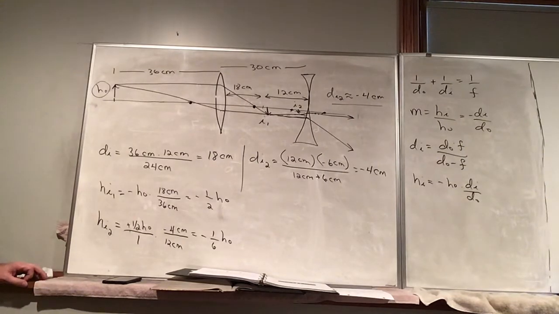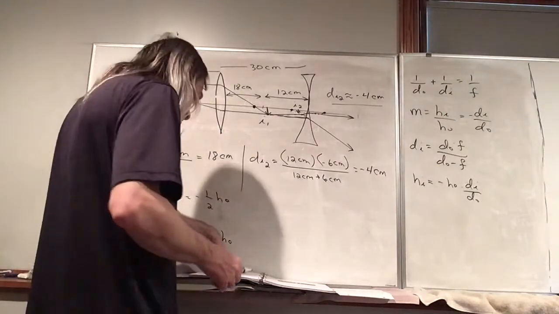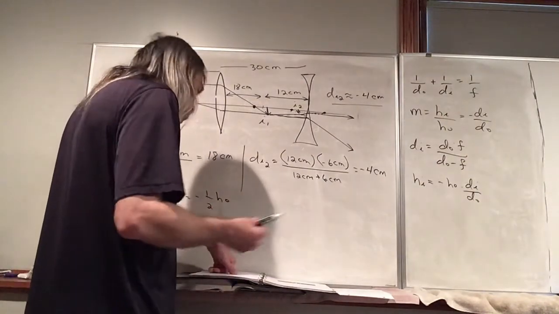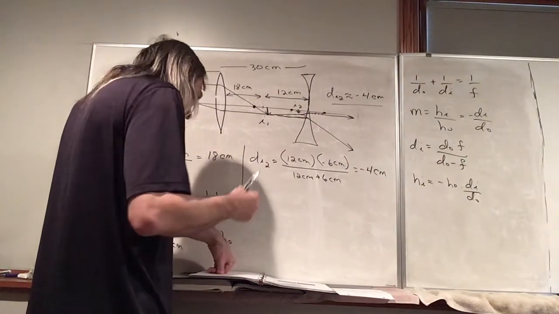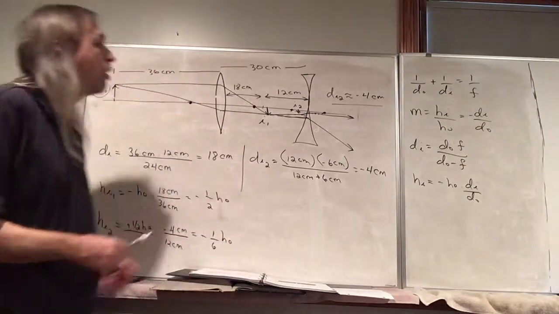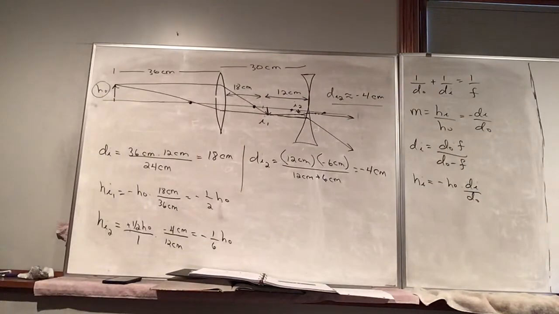Okay. So we have a much smaller image here, and inverted with respect to the original. Is it real or virtual? It is virtual. And it's inverted and smaller. So lots of parts to that question. So that's it for combination lenses.